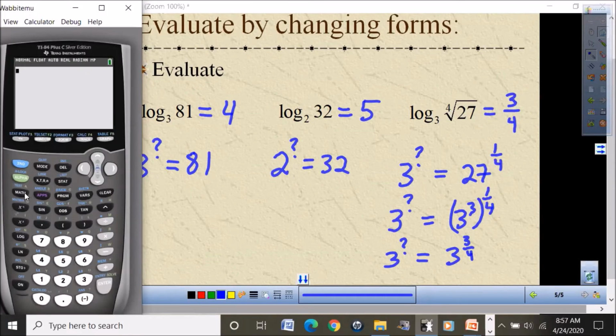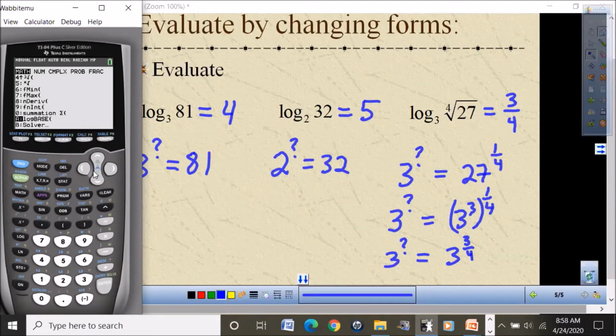So here's how we do these problems on a calculator. The log button on the front of the calculator is not a log base 2 or log base 3. It is a different log that we'll talk about in a little while. But to get a log of any base, you're going to hit the Math menu, work your way down the list until you get to log base.